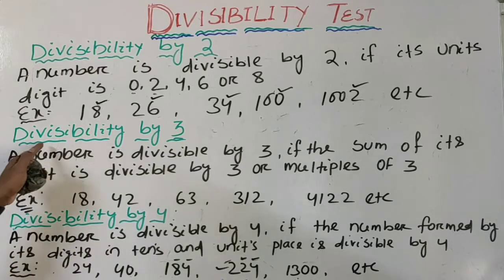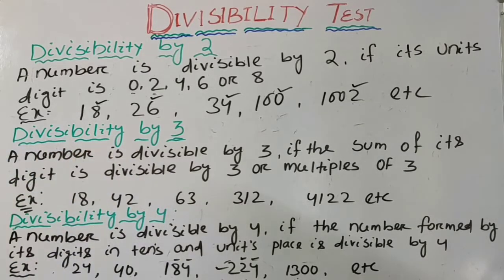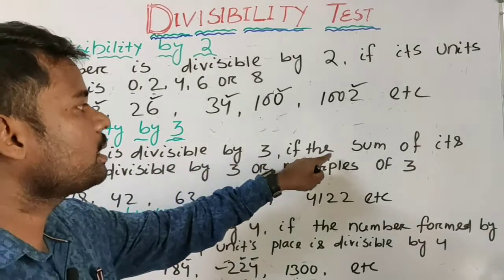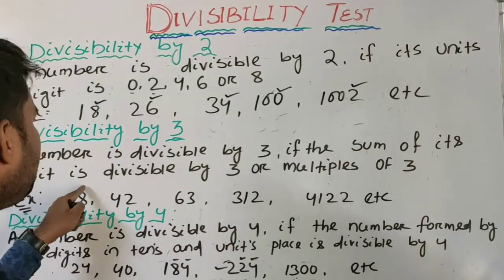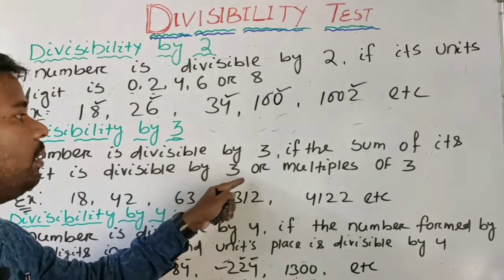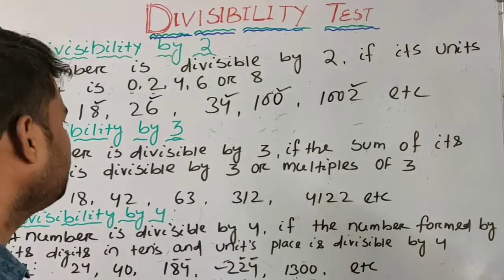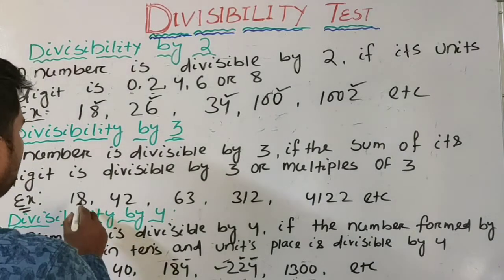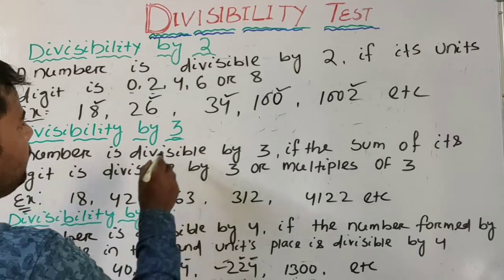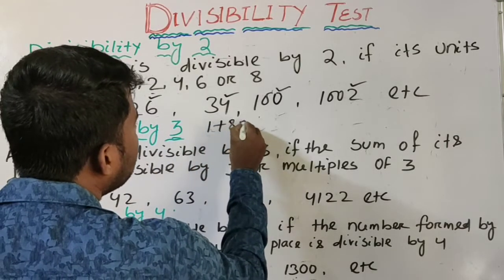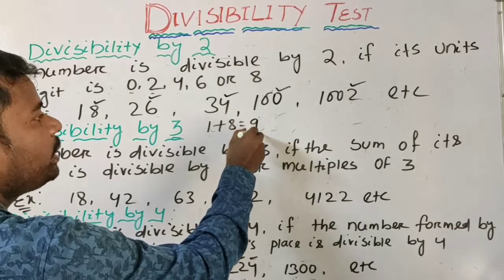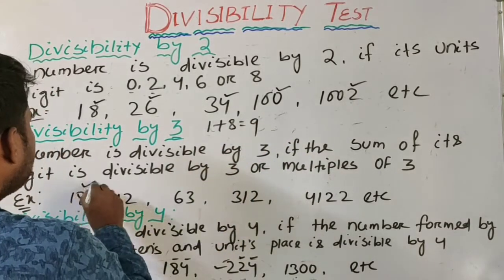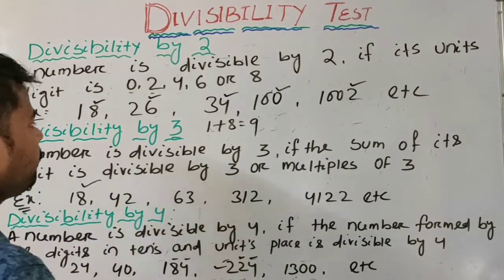Now we'll learn divisibility by 3. A number is divisible by 3 if the sum of its digits is divisible by 3 or a multiple of 3. For that I have taken some examples. 18. Its sum of digits is 1 plus 8 is equal to 9. And 9 is a multiple of 3 or divisible by 3. So this one is divisible by 3.